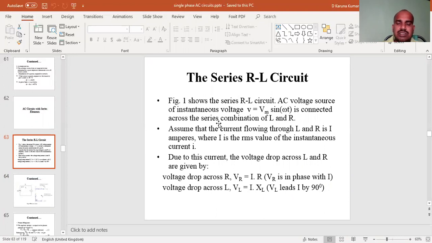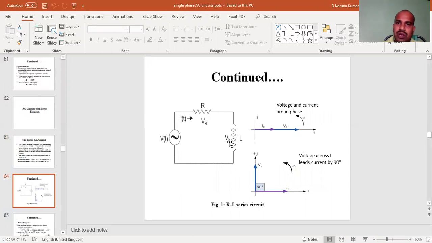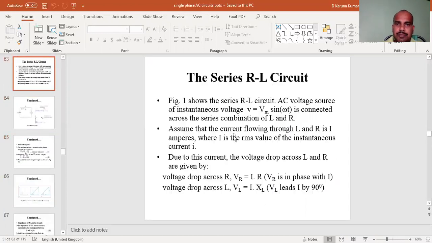If the sinusoidal input voltage V of t equal to Vm sin omega t is applied to the circuit, the current in the circuit and the voltage across the elements are sinusoidal. Both current and voltage waveforms are sinusoidal. Assume the current flowing through L and R is I amperes, where I is the RMS value. Due to this current, there are voltage drops across R and L. The voltage across R is VR, the voltage across L is VL. The voltage drop across R is VR equal to I into R.